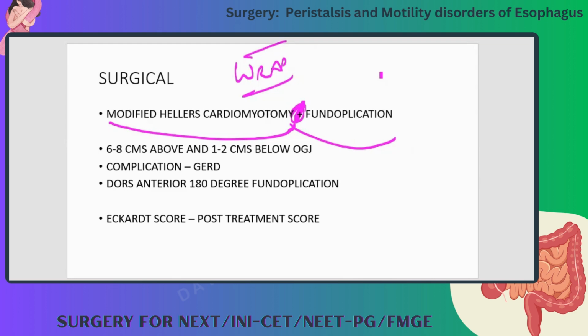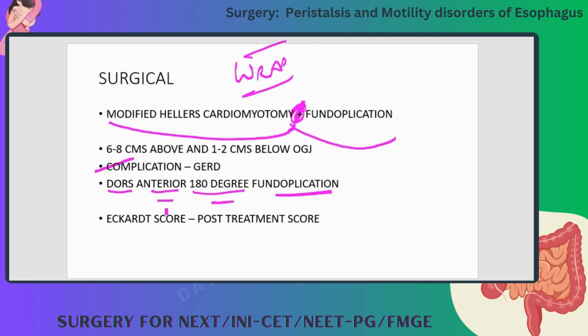Fundoplication. The fundoplication may be anterior or posterior, and it may be 360, 180, or 90. Just a question, Nissen's fundoplication, is it the 360-degree one? Yes, Nissen's is a 360 fundoplication. And Dor's fundoplication we commonly do is the anterior 180-degree fundoplication. We bring the esophagus to one part, we bring the fundus, only one half, and we close it.